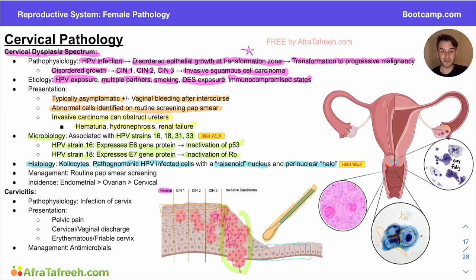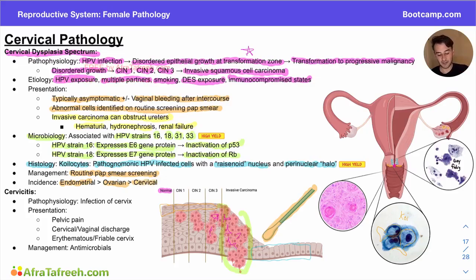These are all going to be presenting complaints of an invasive carcinoma, and these are patients who perhaps didn't get screening with pap smears, and so they're presenting with end-stage disease, and this is how it will classically present. So we talked about our management in terms of routine pap smears, and this is to catch this disease process before it becomes invasive. And then test writers also like to ask about relative frequency, and so I want you guys to know that endometrial is more common than ovarian, which is more common than cervical, and so that's going to be another important high yield thing on test day.